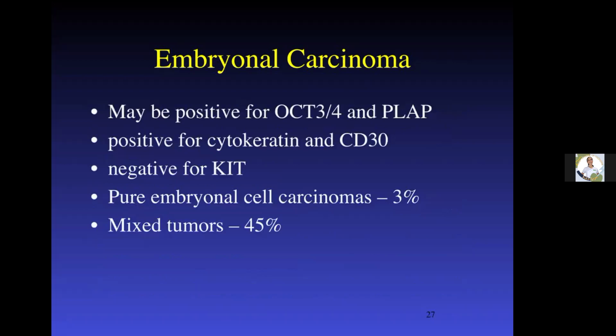Your embryonal carcinoma may be positive for OCT3 or 4 and PLAP, placental alkaline phosphatase. They may also be positive for cytokeratin and CD30, but they are negative for KIT. Pure embryonal carcinomas are rare, approximately 3% of the cases. Mixed tumors are 45%. Sometimes you cannot see a pure germ cell tumor, not even a seminoma. Most of the time they are mixed. So you can sign it out as a mixed germ cell tumor.